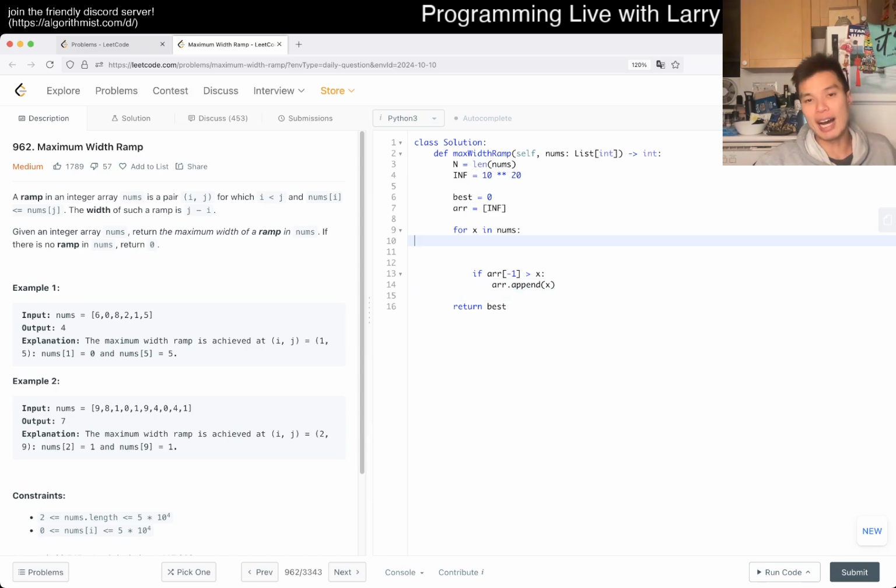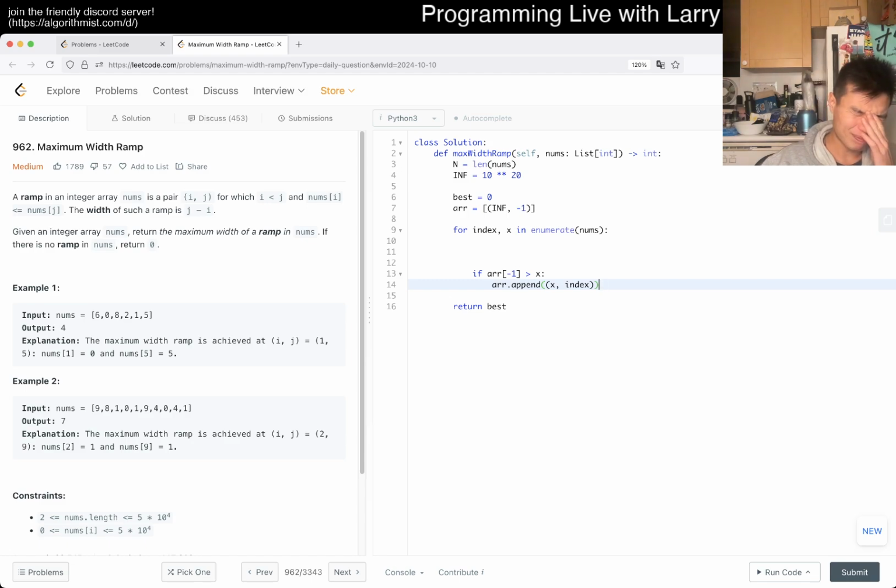So yeah, now we want to binary search on the array to get the previous index. Actually, maybe I lied a little bit. Well, I didn't lie, but I think we need to keep track of the index, right? So this is like -1 or something maybe, and we append x and index. That way, you can use the current index and the previous index to get the width, because that's what this problem is looking for.